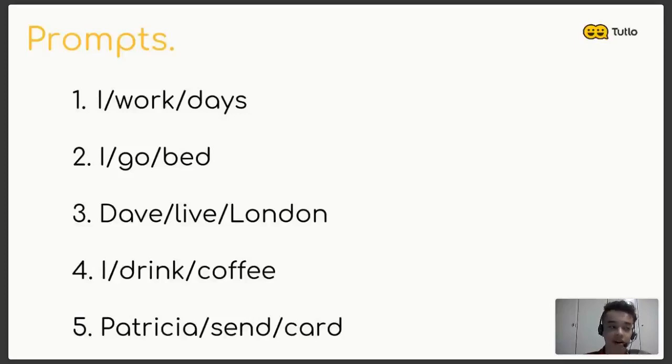Patricia sends a card. Okay, so a routine, remember? So Cornelia, your answer would be correct. Patricia sends cards to her mother, right? It's a routine. Anna, Marek, and Iwana, yours would be present continuous because those are temporary situations, right? We want to focus on having a routine, all right?